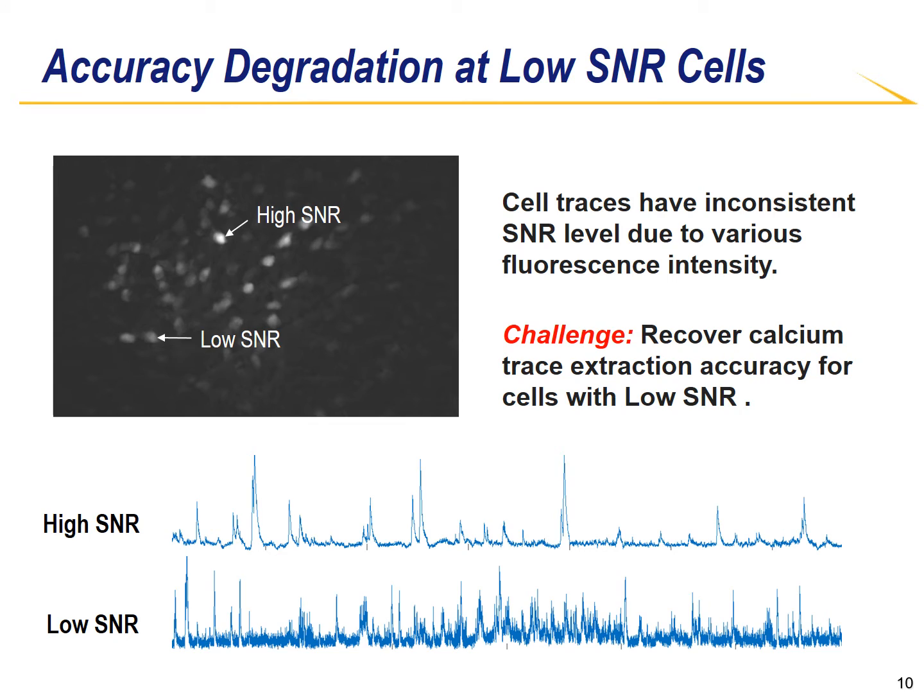Such simple and direct calcium trace extraction from the enhanced images has a drawback in trace extraction accuracy, especially for those cells whose fluorescence intensity and SNR are low. So in order to make this online trace extraction pipeline work, we have to address the challenge by increasing the trace extraction accuracy for those low SNR cells.